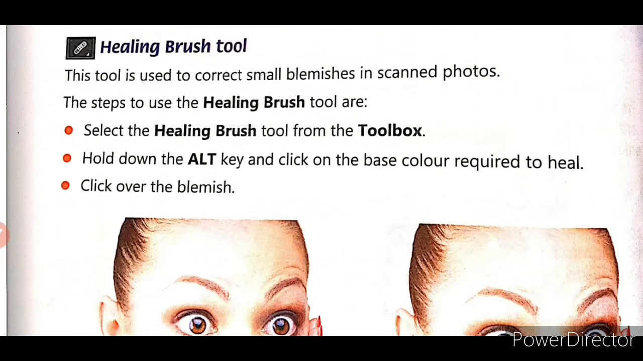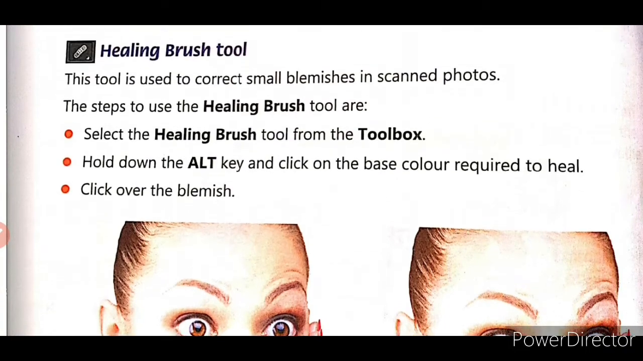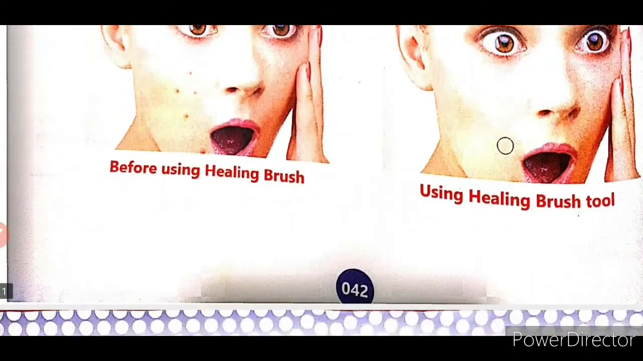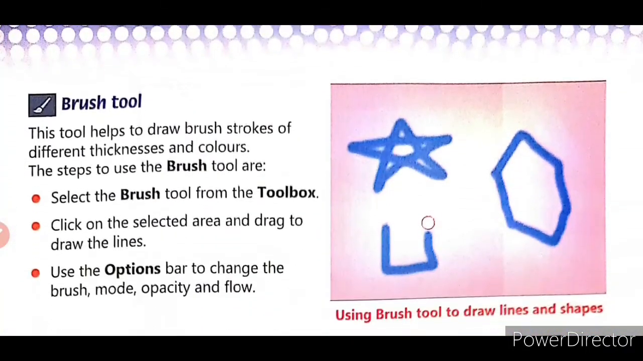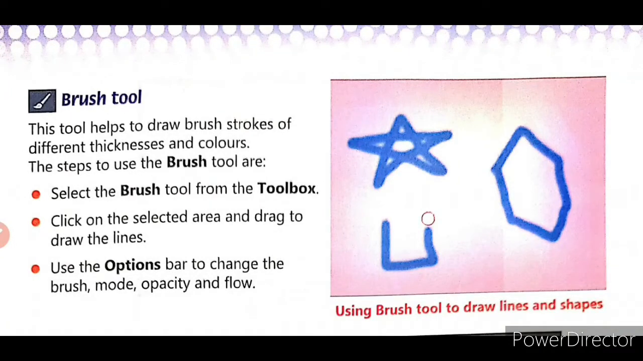Clear, children? First you need to select the healing brush tool from the toolbox, then holding down the Alt key, choose the base color, then click over the blemish. Okay, clear? So next we will see about the brush tool. This tool helps to draw brush strokes of different thickness and colors. Why is this brush tool used? In order to draw brush strokes.